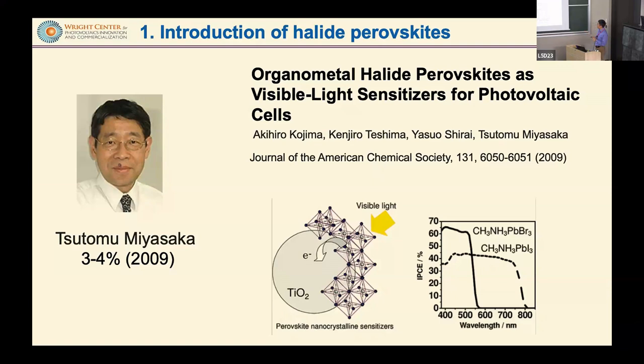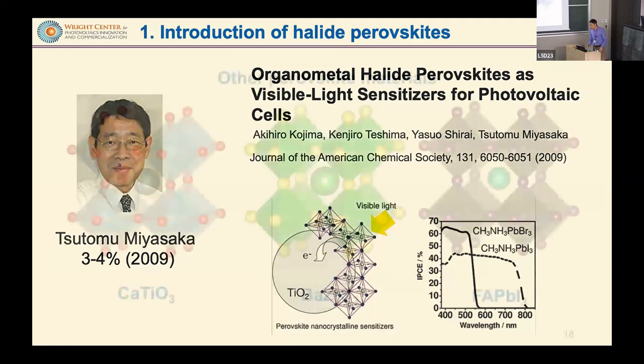So Professor Miyasaka, for the first time, tried putting this kind of halide perovskite, the bromide, instead of a dye. He put it on the TiO2 scaffold, and he was able to make a dye-sensitized type solar cell with about 3 to 4% efficiency. That's the beginning of the halide perovskite solar cell. Then two years later, people made some modification: instead of using a liquid electrolyte, they used an organic electrolyte or organic material, and the device became better, and the efficiency increased very dramatically.